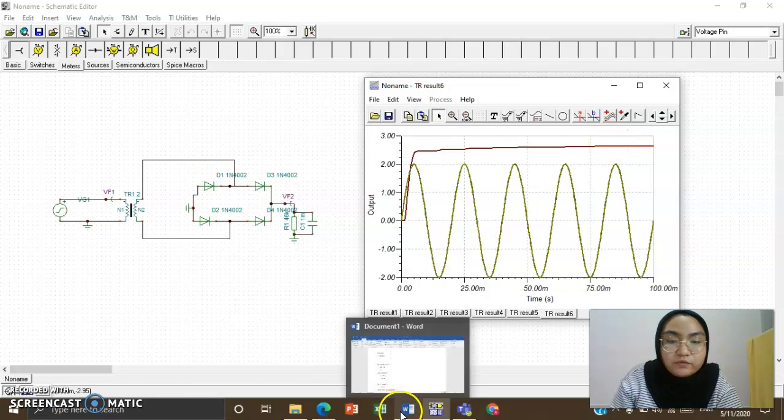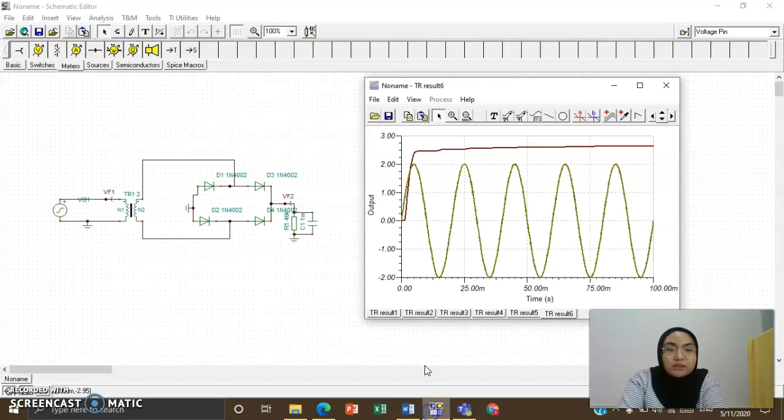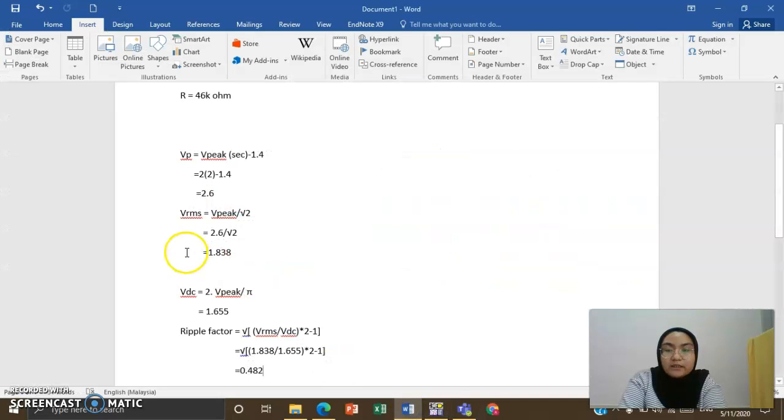Okay, now for the calculation, V peak is the V output. So V peak is 2, times the ratio 2, minus 1.4 because of the diode, we got 2.6. That's why the output is here, 2.6. And then for VRMS, the formula is V peak over square root 2. So we calculate, we got 1.838. And for VDC, 2 times V peak over pi. So we calculate, got 1.655.